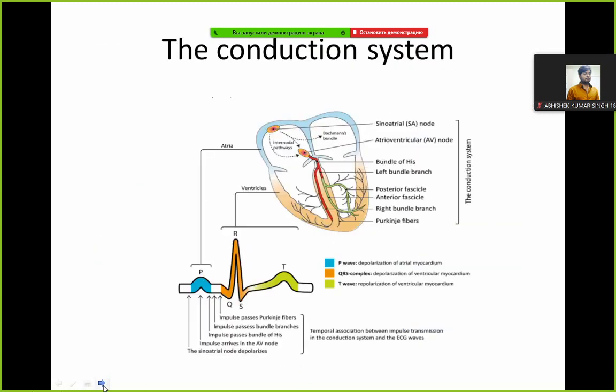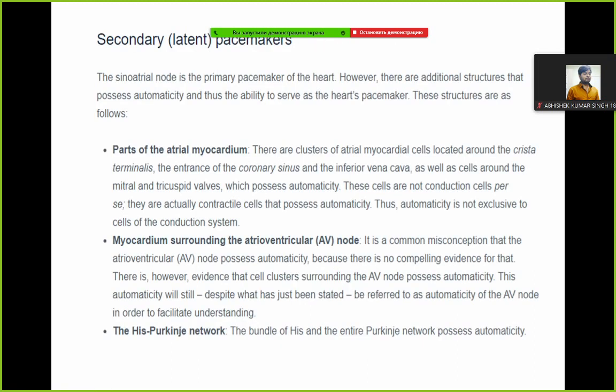Some words about the conduction system. I think you know about the conduction system. The sinoatrial node is the primary pacemaker of the heart. However, there are additional structures that possess automaticity and thus the ability to serve as the heart's pacemakers. These structures are as follows: parts of the atrial myocardium, myocardium surrounding the atrioventricular node, and the His-Purkinje network.